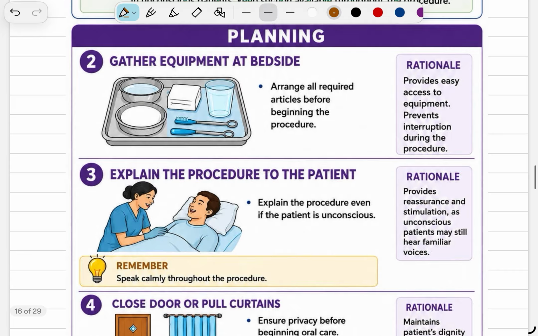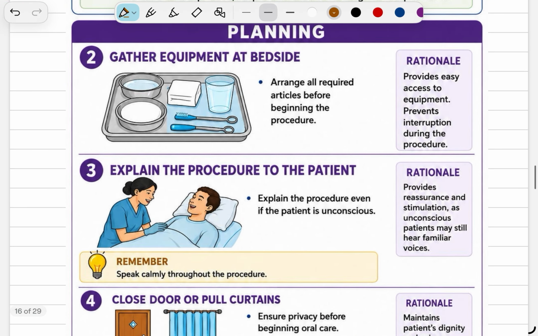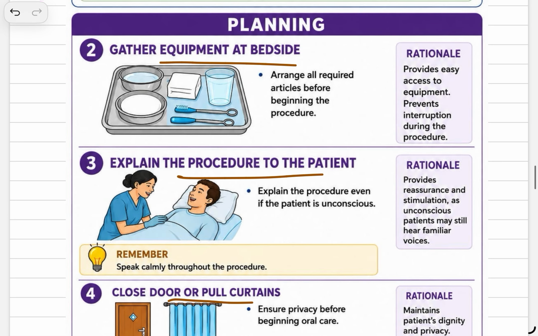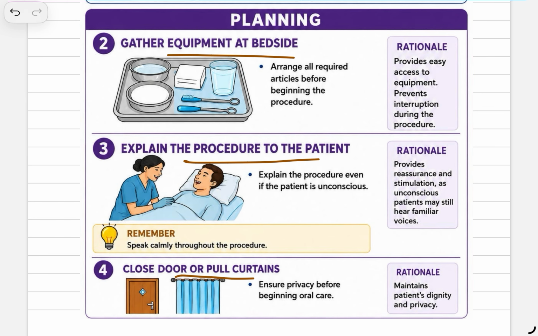After the assessment, we get into the planning. In the planning, gather all the equipment, explain the procedure, close the door and pull the curtain. These are the three important points for planning. Arrange all the articles we mentioned in front of the patient. Next, explain the procedure.